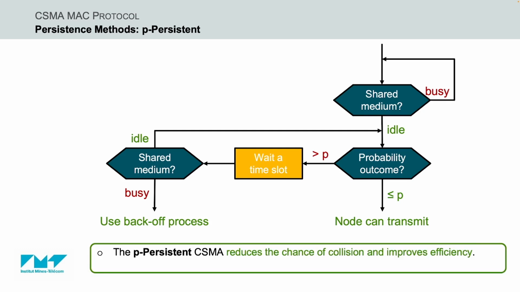The p-persistent CSMA approach combines the advantages of the one-persistent and non-persistent CSMA access modes. Indeed, it reduces the chance of collision and improves the efficiency of the network. Finally, p-persistent CSMA is used in CSMA CA systems including Wi-Fi.